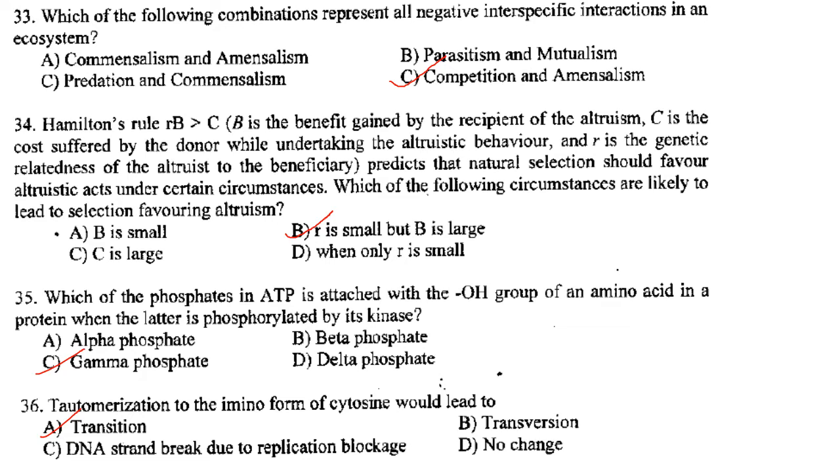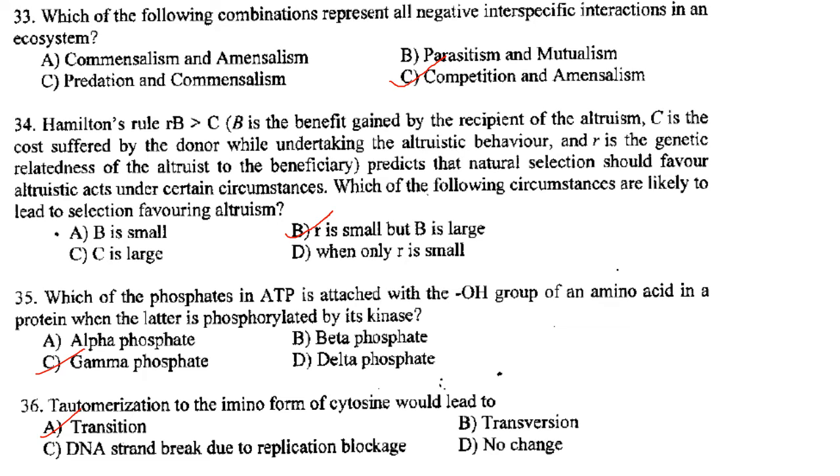Then next one, Hamilton's rule, rB greater than C. B is the benefit gained by the recipient of the altruism and C is the cost suffered by the donor while undertaking the altruistic behavior, and r is the genetic relatedness of the altruist to the beneficiary. It predicts that natural selection should favor altruistic act under certain circumstances.